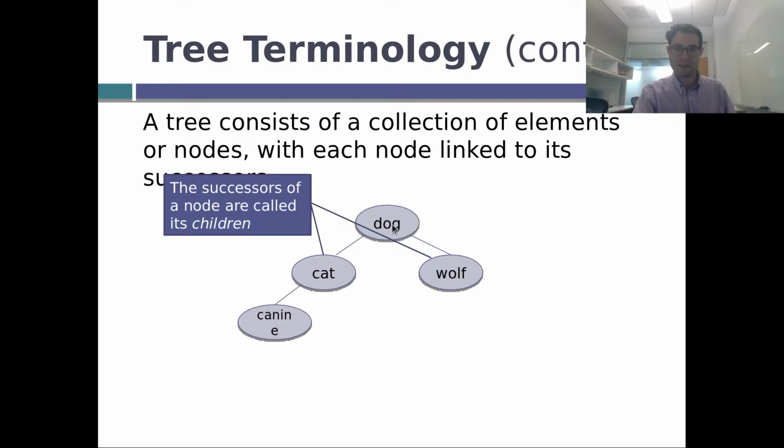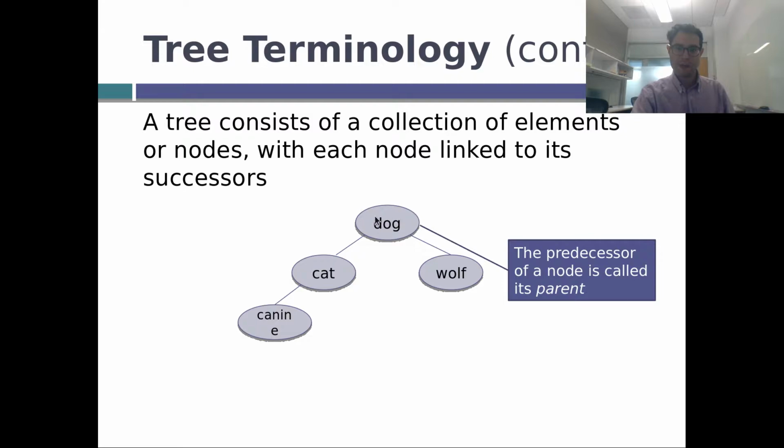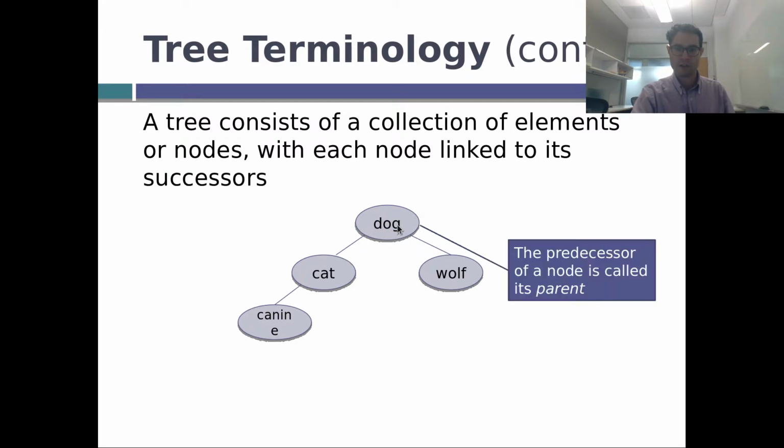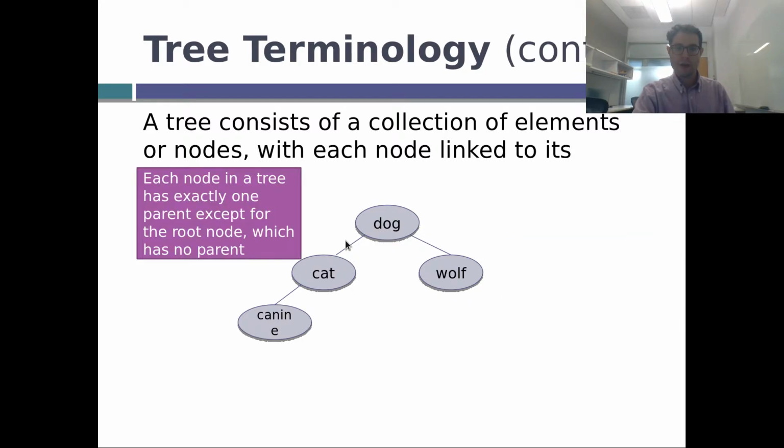Looking at this from a family tree terminology, the successors of a node are called its children. Since this is a binary tree, we refer to them as the left child and the right child. So dog's left child is cat, dog's right child is wolf. Rather than having a next, you have your left child and your right child. Your predecessor, meanwhile, is called your parent. So we've established a parent-child relationship. Cat's parent is dog. One of dog's children is cat. Everybody has exactly one parent, except for the root node. He doesn't have a parent.